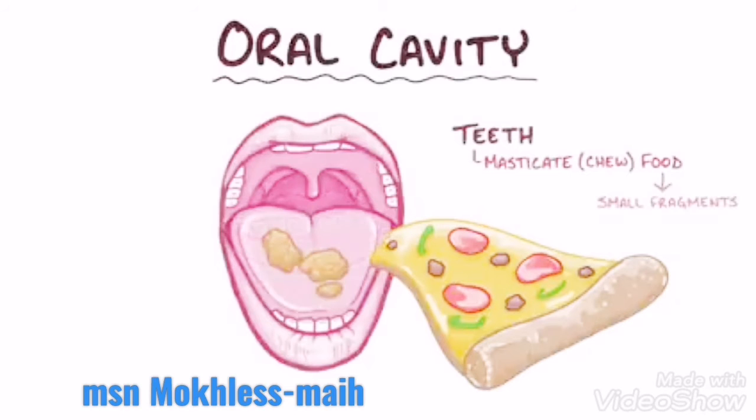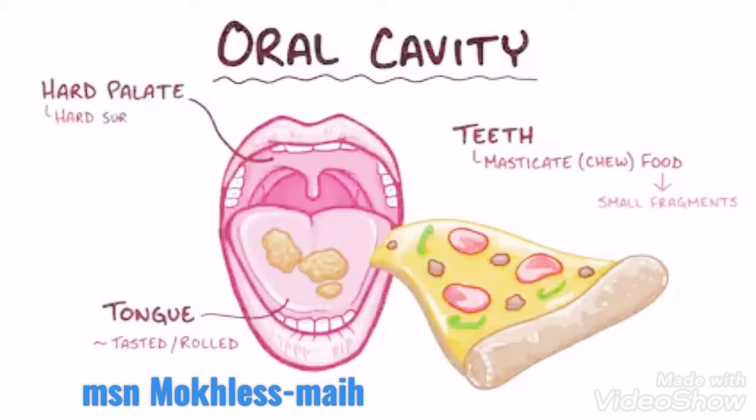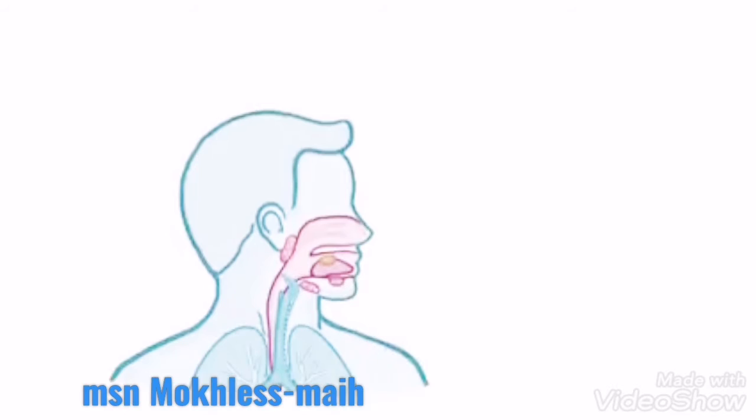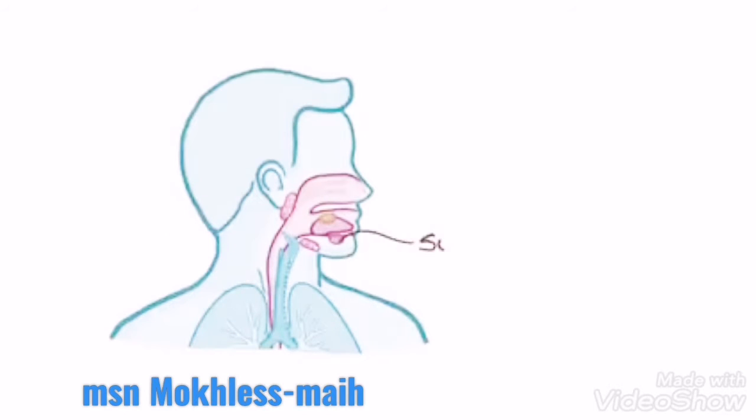The first part of the gastrointestinal tract is the oral cavity. It contains the teeth, tongue, and palate. The teeth are responsible for breakdown of the food, the tongue is responsible for tasting, and the hard palate and soft palate prevent food from crossing into the respiratory tract.